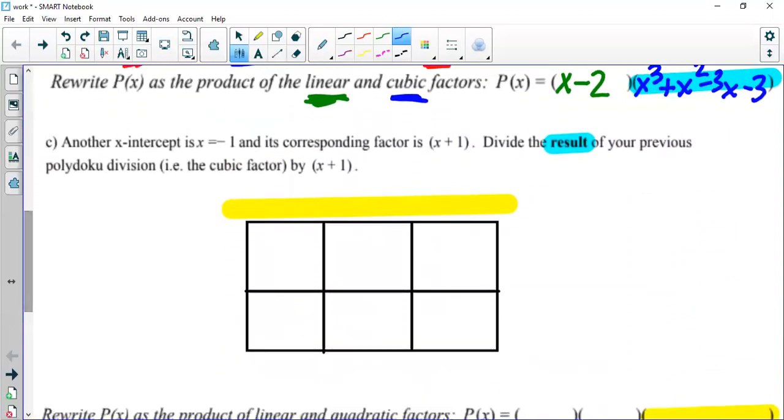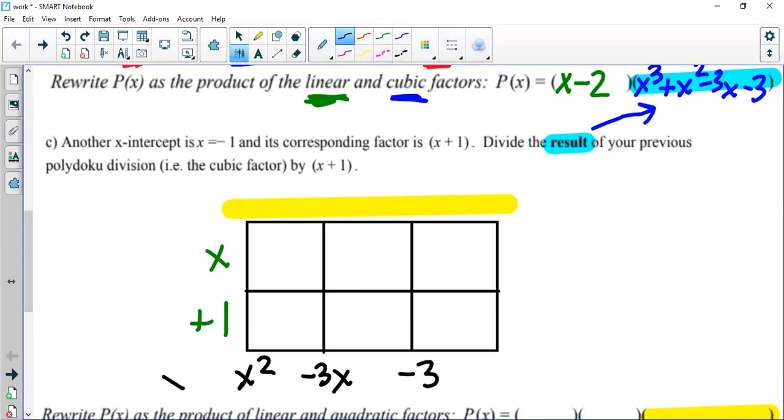Now we have another x-intercept. I'm going to divide the result from my previous, so that is this guy here, by this other factor. So my linear factor, again, is that x plus 1. And my results, I'm going to write down at the bottom. So this guy is going down at the bottom. I've got a -3 on the left line of my last box, a -3x, a +x squared, and an x cubed out here. So again, starting with my first and my last, x cubed will go in this box, -3 in this box, and then we can work from there.